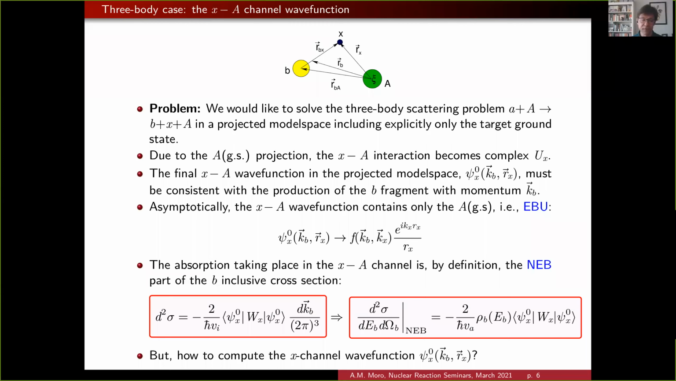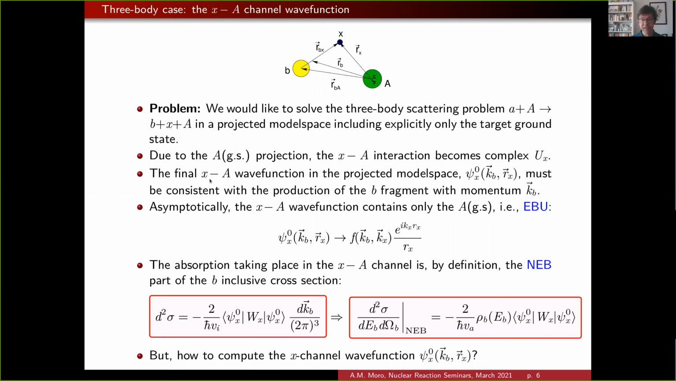We don't want to solve the problem in the whole space. We want to solve the problem in a restricted model space. We want to somehow do the same thing as we have done for the two-body problem, which means we want to freeze the target in the ground state. We want to project the target in the ground state. And this results in the same way as before. This results in a complex effective interaction between X and A.